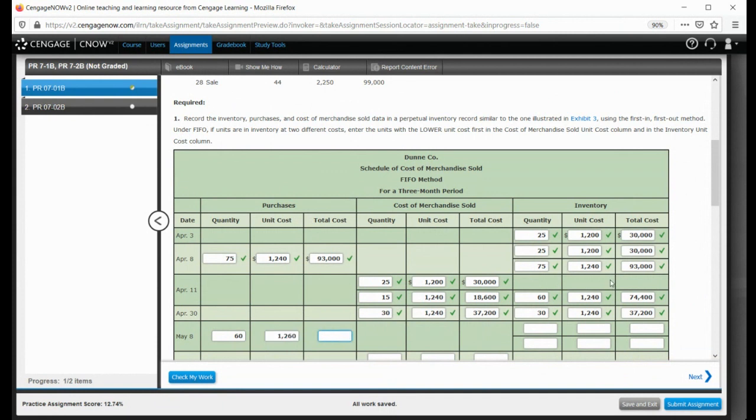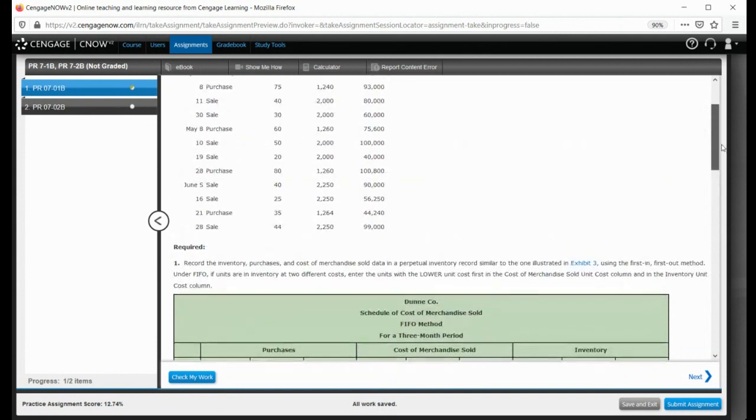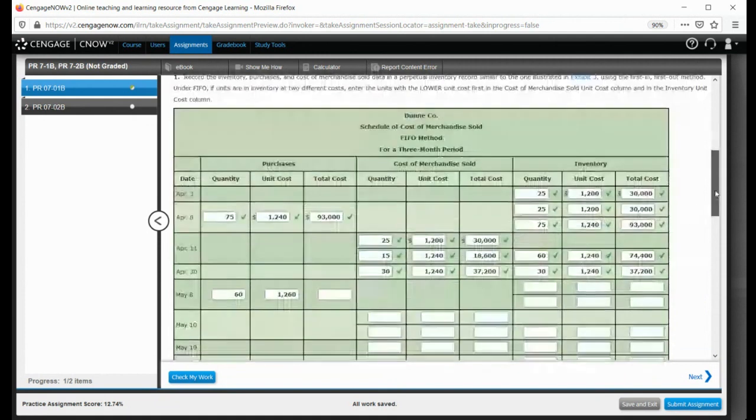Multiply 60 times 1260, and that will give you 75,600. And this is what goes in the purchases column. Notice we're not doing anything in the cost of merchandise sold because this transaction had to do with the purchase. We were not selling any inventory.